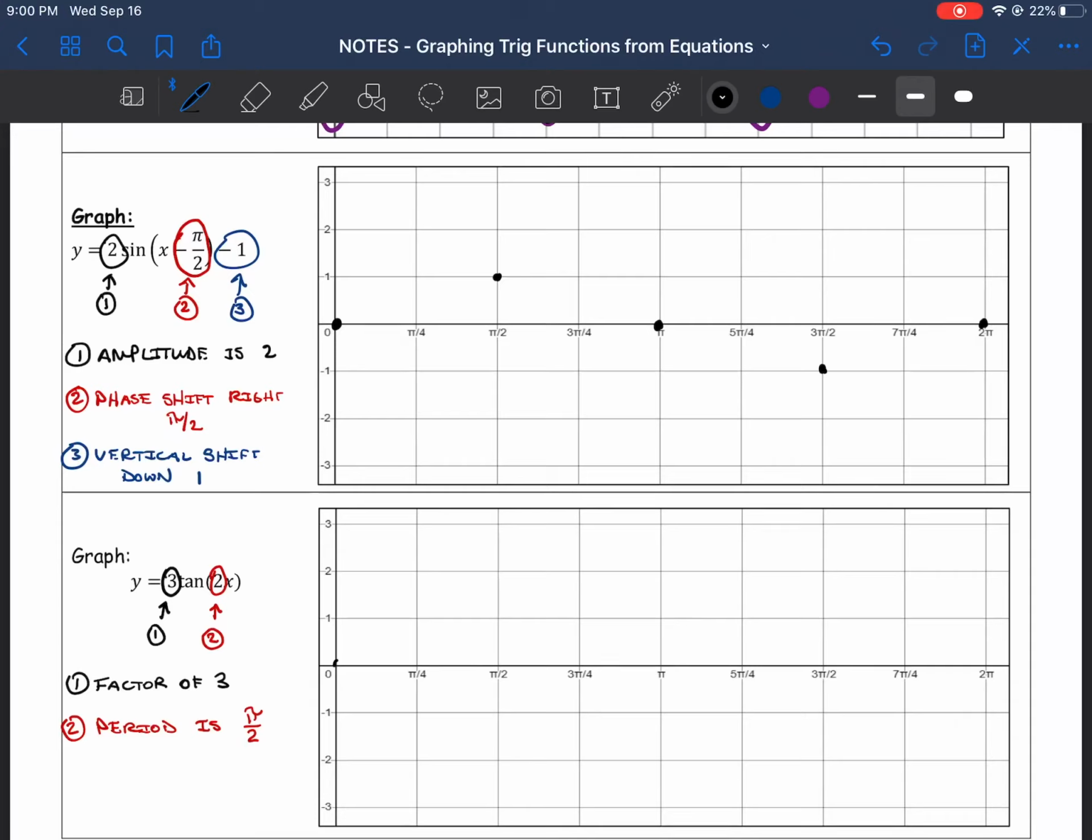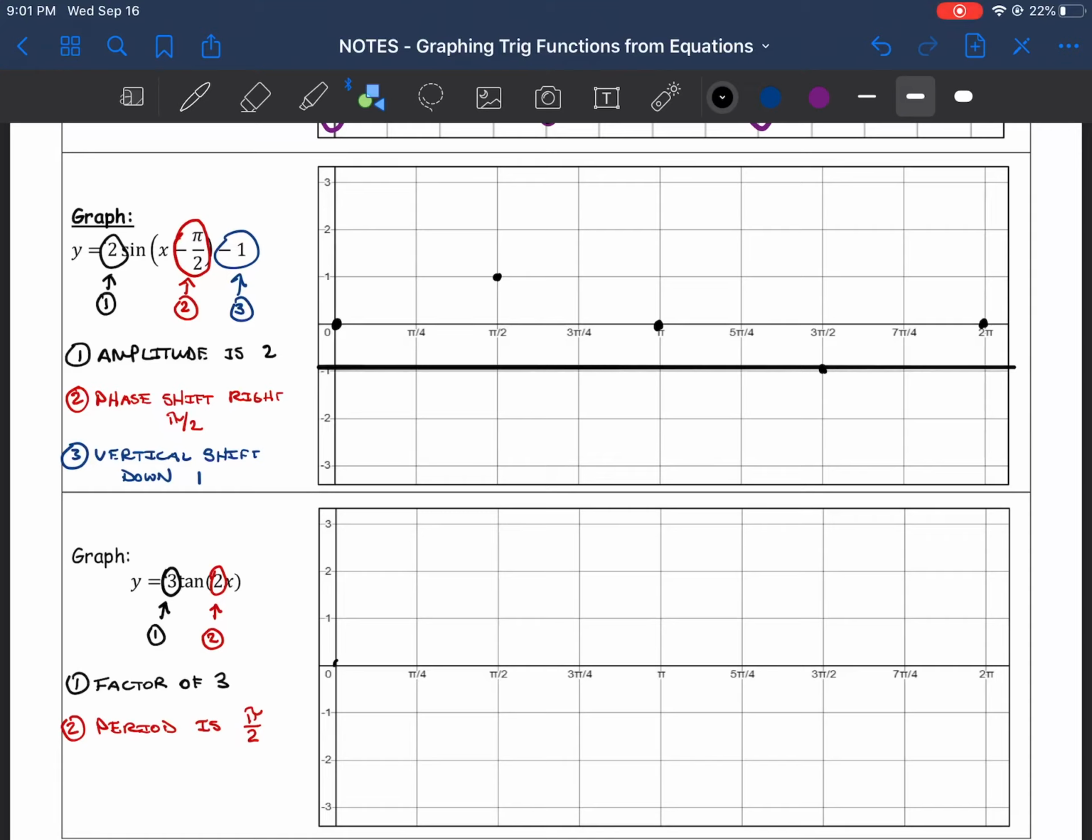And this time, notice that with this transformation, because we have a vertical shift to -1, our new midline is going to be here at -1. So let's very lightly put in a new midline at -1. I say lightly, and that's about the darkest line I can have there. Okay, so there's my new midline.